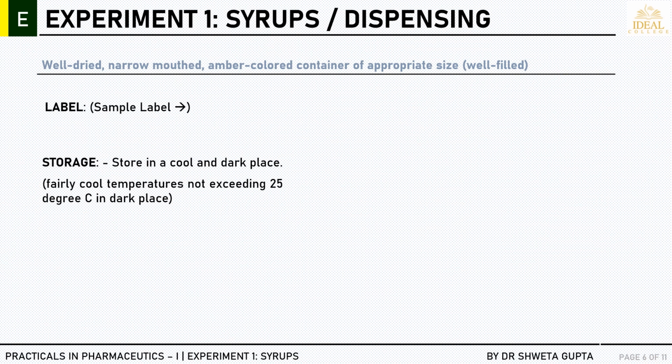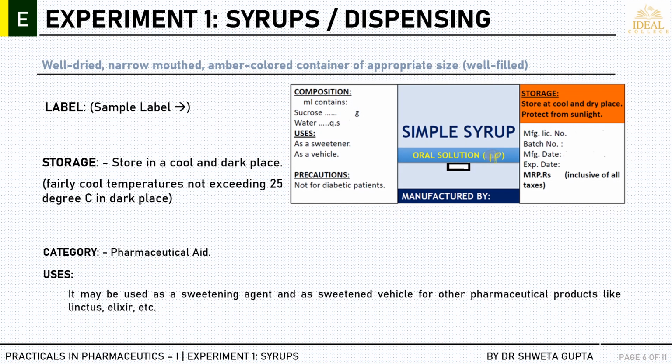For dispensing, well-dried, narrow-mouthed, amber-colored containers of appropriate size are suitable for dispensing of the prepared syrup. All the prepared formulations must be appropriately labeled. A sample label has been shown here.